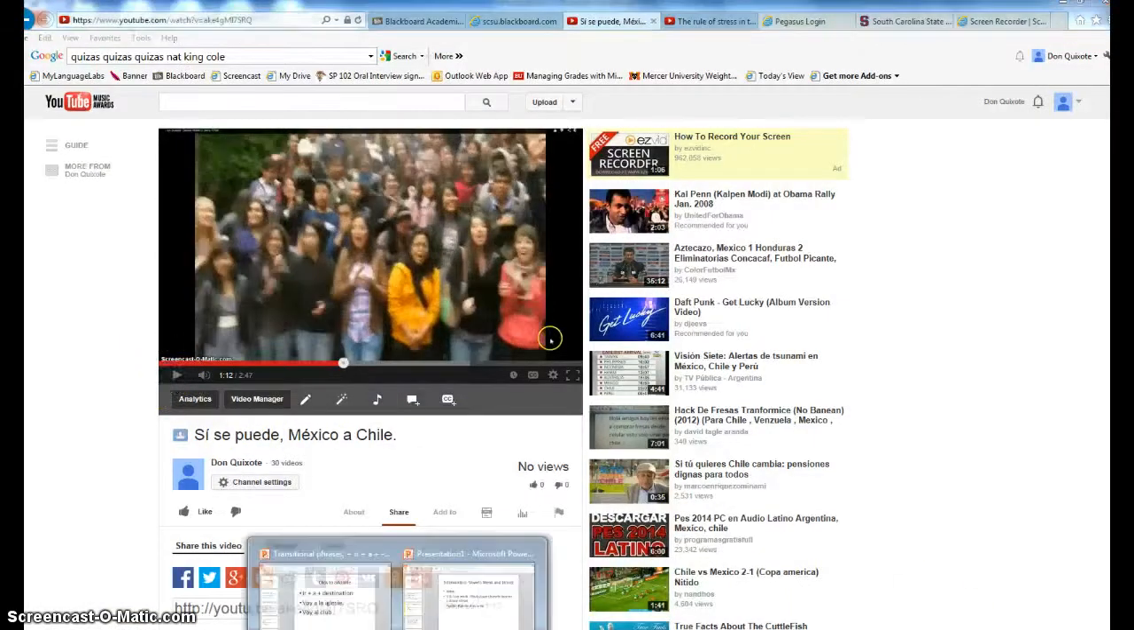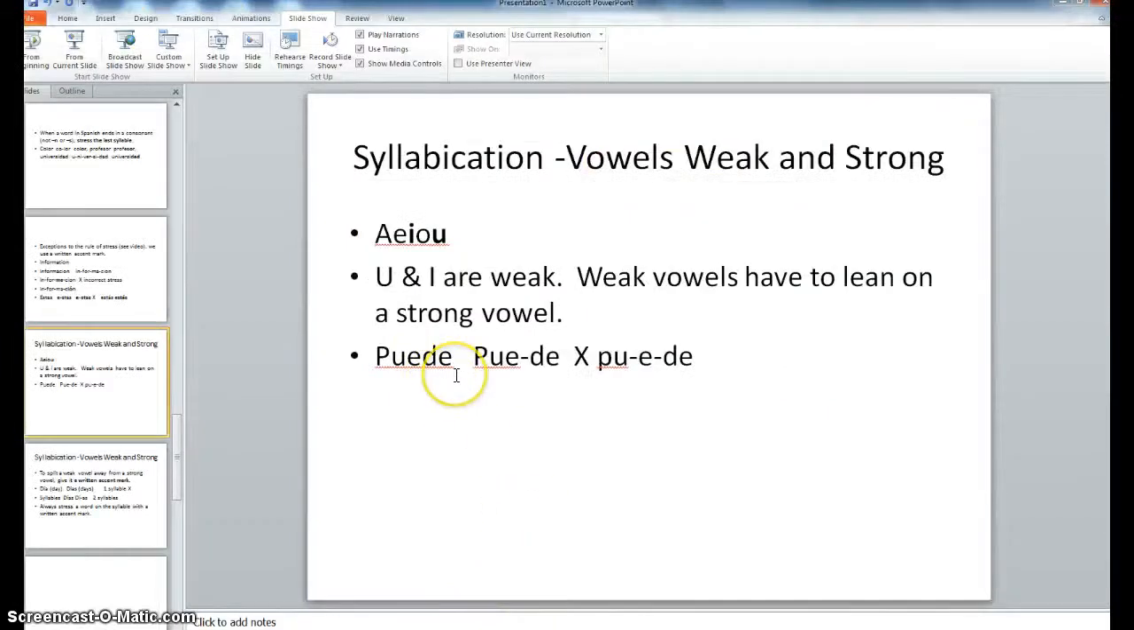Muy bien. So this word again, yes you can, or you can do it. Sí se puede. Weak vowel, strong vowel combination.